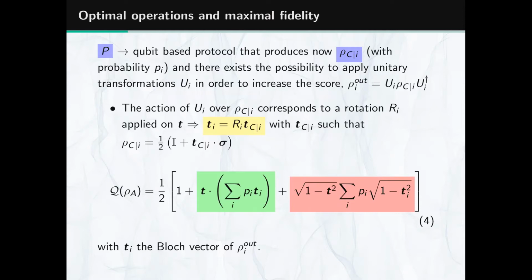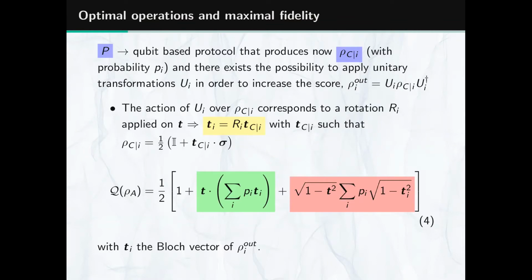Then our final states are given by this transformation, and as we know, if you have unitary operations, then the map into the Bloch sphere are rotations, and you get as Bloch vector of your final states this expression. R is a rotation corresponding to the unitary.